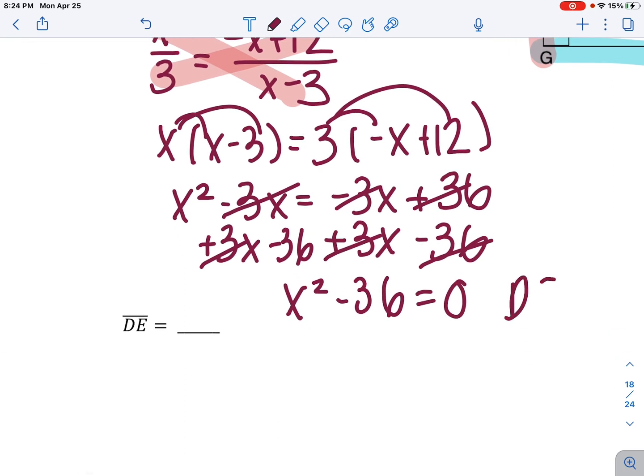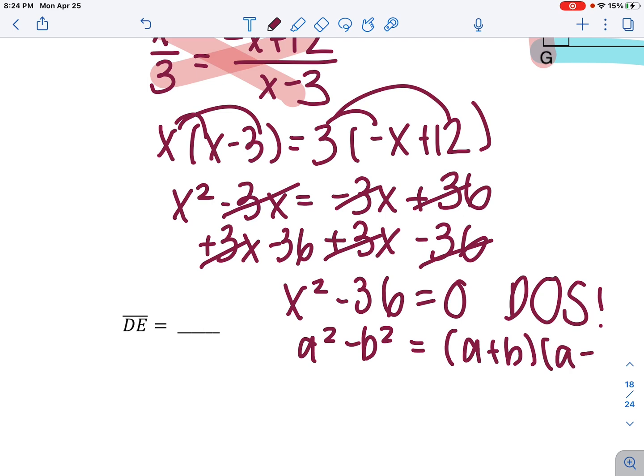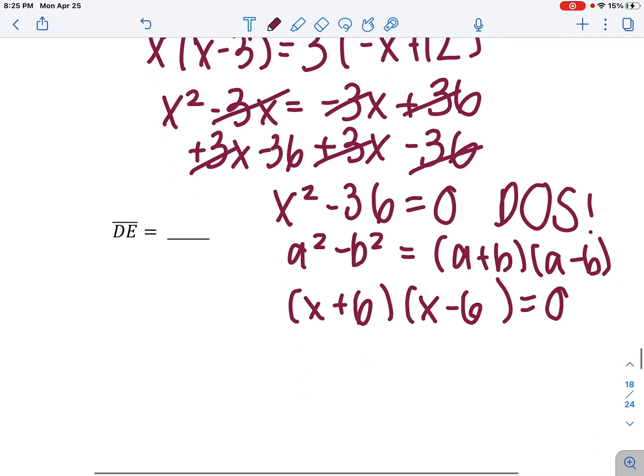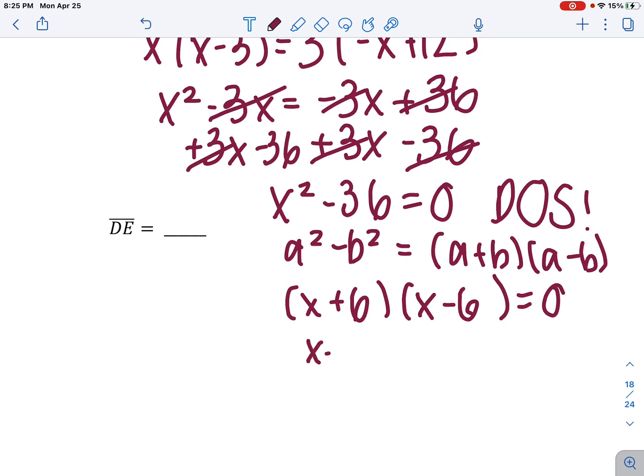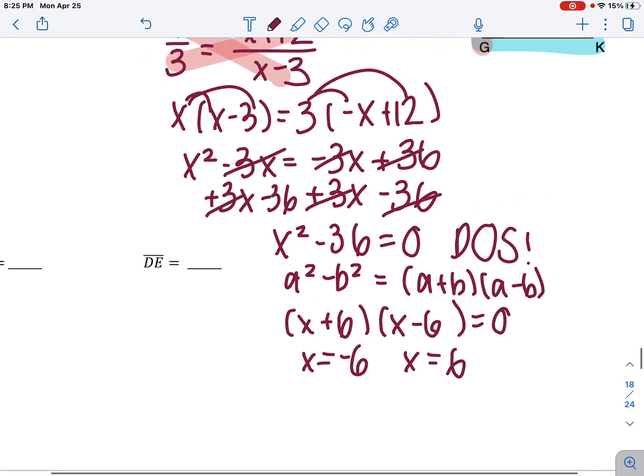And this is a difference of squares problem. So thinking again back to that 5-1 that hopefully we're all pretty familiar with. This is in the form a squared minus b squared, and we're going to factor it like a plus b, a minus b. So if x squared is a squared, then my a is going to be x. And then to find my b, I want to take the square root of 36. So I should get x plus 6, x minus 6 equals 0.